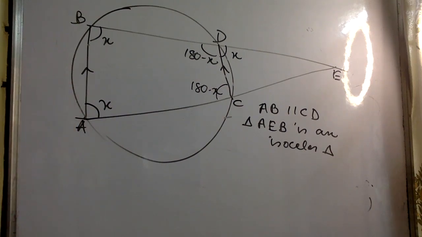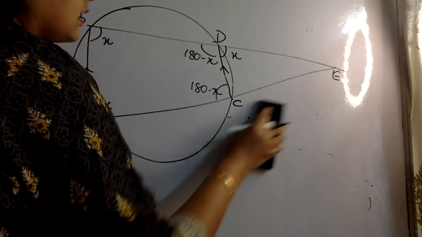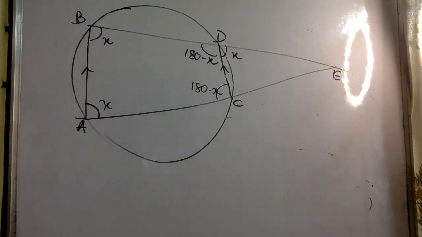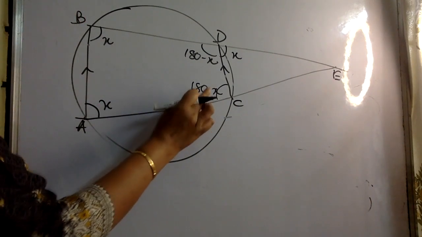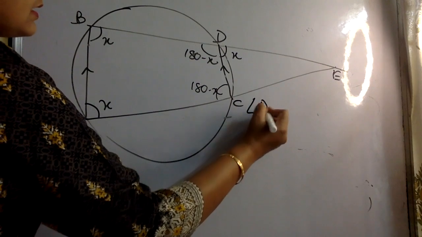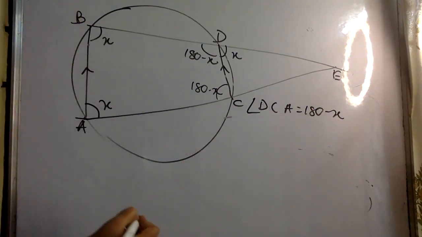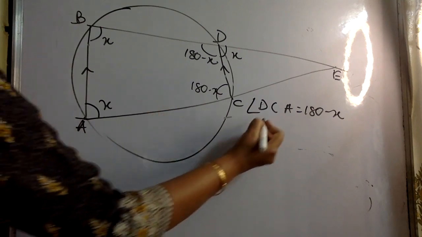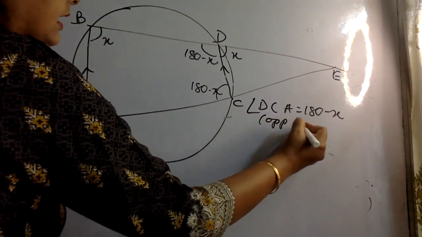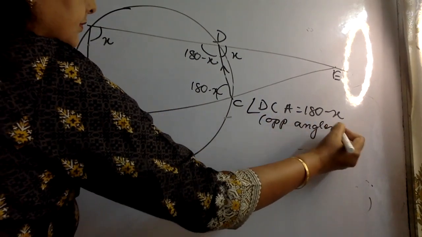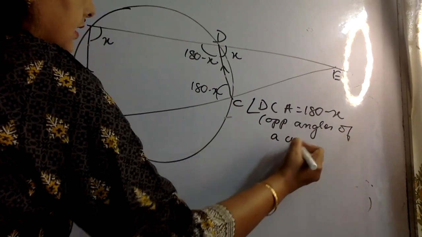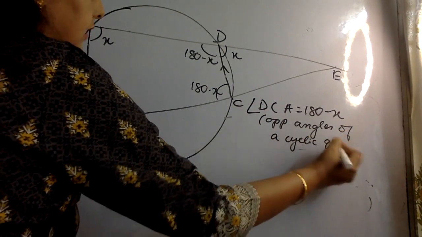So how do we write it? Let us now see how to write it. There are few statements we have to write. First statement will make this 180 minus x. Angle DCA is 180 minus x. Opposite angles of a cyclic quadrilateral.